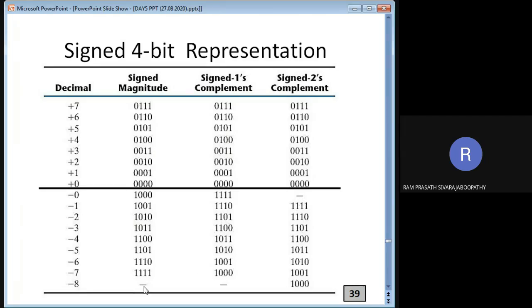Similarly, -8 you cannot represent in this signed magnitude as well as signed ones complement.